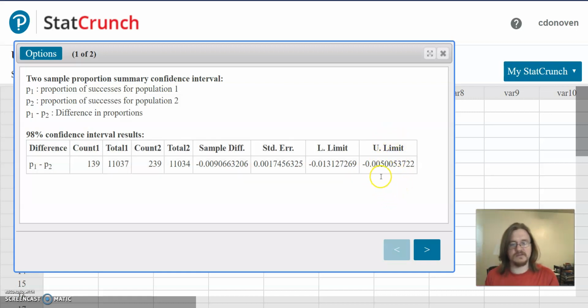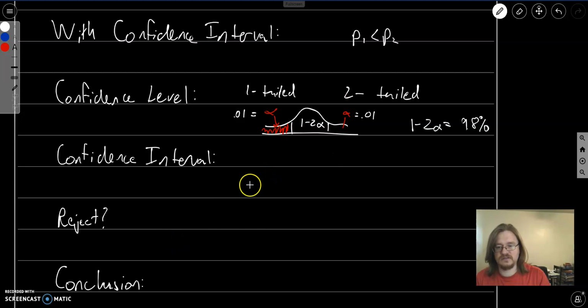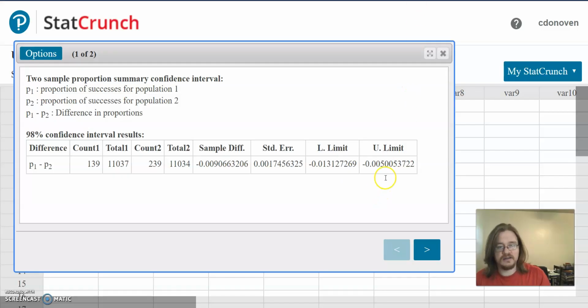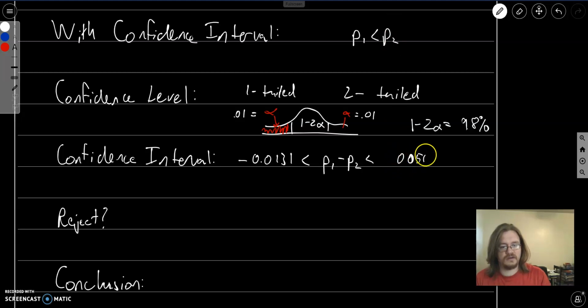So let's round these to 4 decimal places. So this is negative 0.0131. So negative 0.0131, and that's going to be smaller than P1 minus P2. And our upper limit is going to be negative 0.0050. So the difference in our 2 proportions is going to be somewhere between these 2 numbers.